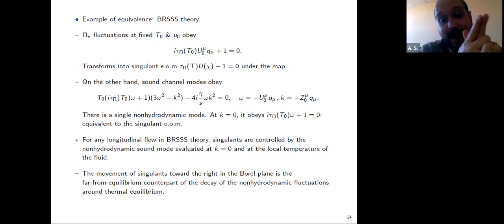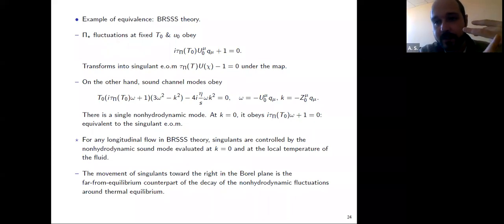very important, because I'm going to discuss an example in a while in which we are going to find the difference between the singular equation of motion and the dispersion relation for sound modes, just for the reason that you're pointing out: in BRSSS, the equation of motion that pi mu nu obeys only involves longitudinal derivatives. So if you only have longitudinal derivatives, you have this relationship between the singular equation of motion and non-hydrodynamic sound modes at zero momentum. If you include them in the relaxation equation of pi mu nu, this breaks. And I have an example in a couple of slides.